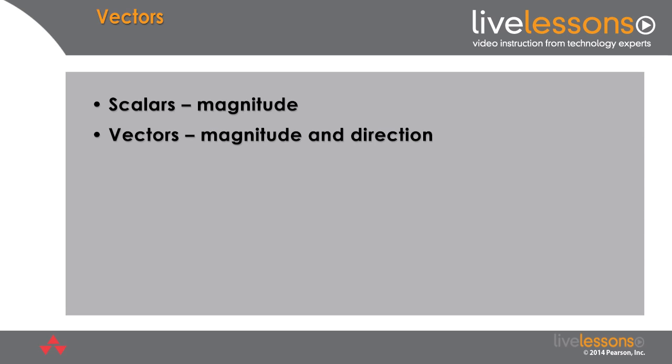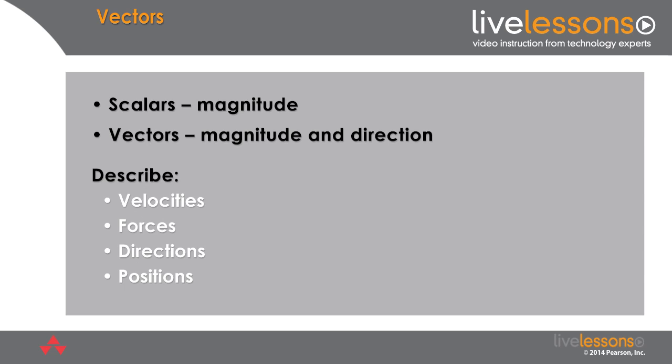You might recall the definitions of scalars and vectors from a high school physics class. A scalar is a quantity with just a magnitude, a numerical value, while vectors are quantities described by both magnitude and direction. Vectors wear multiple hats in 3D graphics. They're used to describe velocities, forces, directions, or simply positions in 3D space.